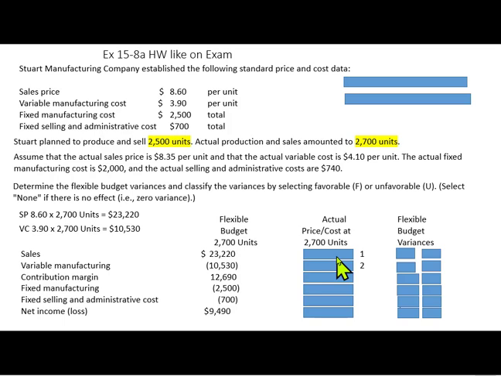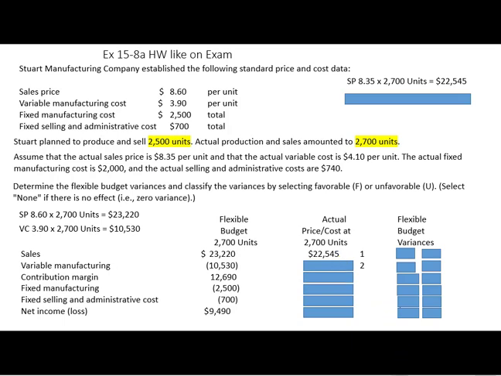Now we're going to look at our actual expenses, again, based on 2,700 units. And here's our first number, which is sales. Our actual sales are going to be $22,545, and that's based on the actual selling price, which was down here in the body of the problem, $8.35 times the 2,700 units that we actually had for volume. So our total actual sales are $22,545.